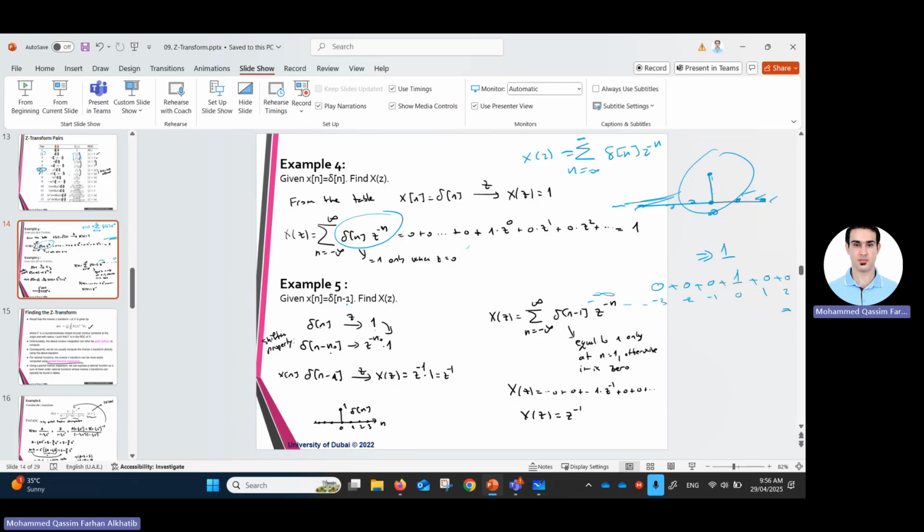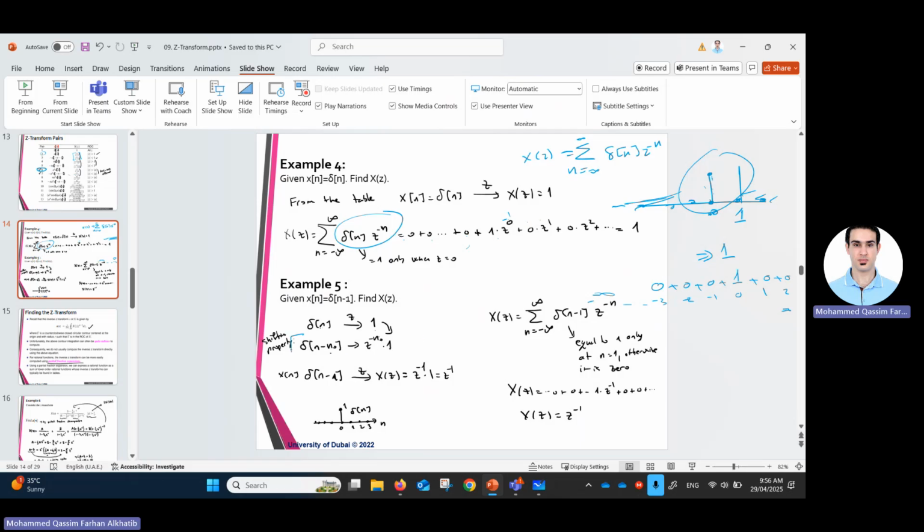Now for delta of n minus 1, we can use the properties there, or you can say I have a shift by 1 to the right. So here I have the pulse at 1. And you can apply the expression: 0 plus 0 plus 0 plus 1 times z to the power negative 1, plus 0 times z to the negative 2, and so on.